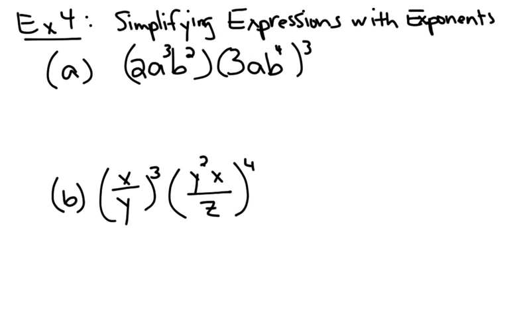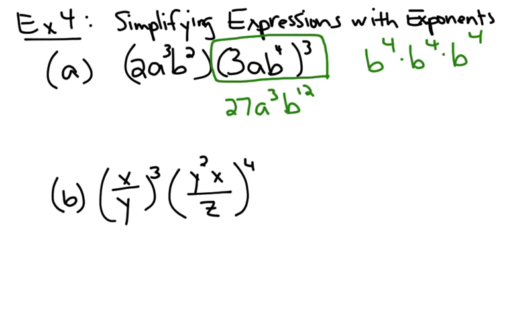Now let's talk about some more complicated expressions. In example 4a, when you go to simplify expressions with exponents, the first thing you need to look for are any expressions that have exponents on the outside of parentheses, because those need to be dealt with first. 3ab to the 4th, when you raise it to the 3rd, is going to be 27a to the 3rd b to the 12th. Now, remember, you're raising everything inside the parentheses to the 3rd power. So it's 3 to the 3rd, which is 27, and then a to the 3rd, and then b to the 4th to the 3rd, which is the same as saying this, which is the same as saying this. That's where the b to the 12th comes from.